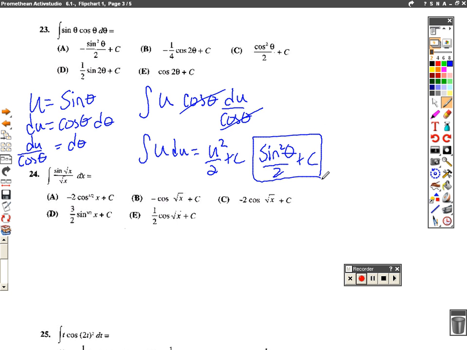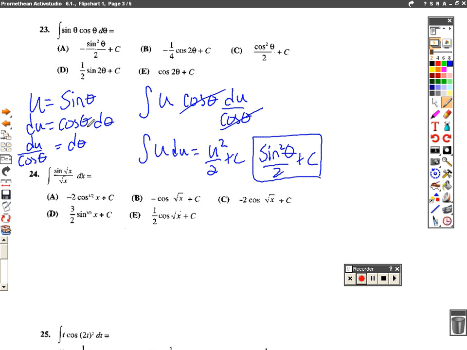All right, I'm looking at my answers. I don't see that as an answer. I see negative, but I know that the derivative of sine is cosine. There's no negative there, and there was no way to pick up that negative. So now it's like they really want us to try to figure out what this actually is.